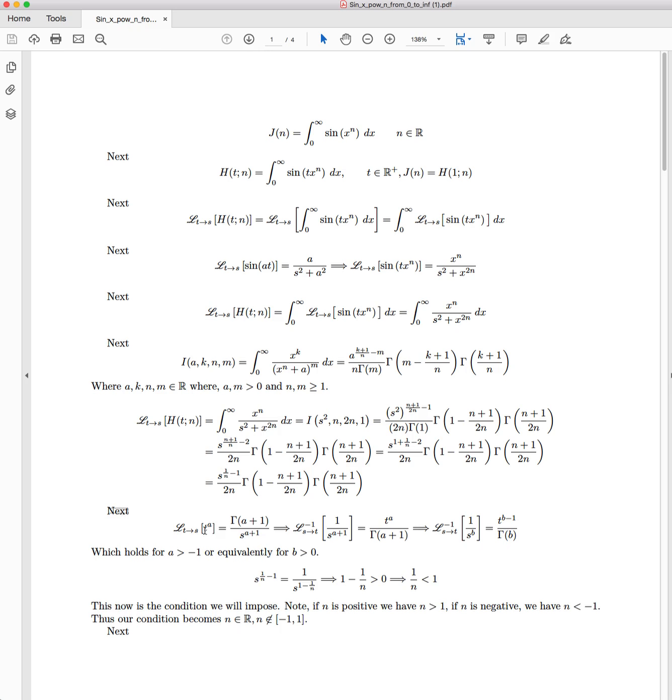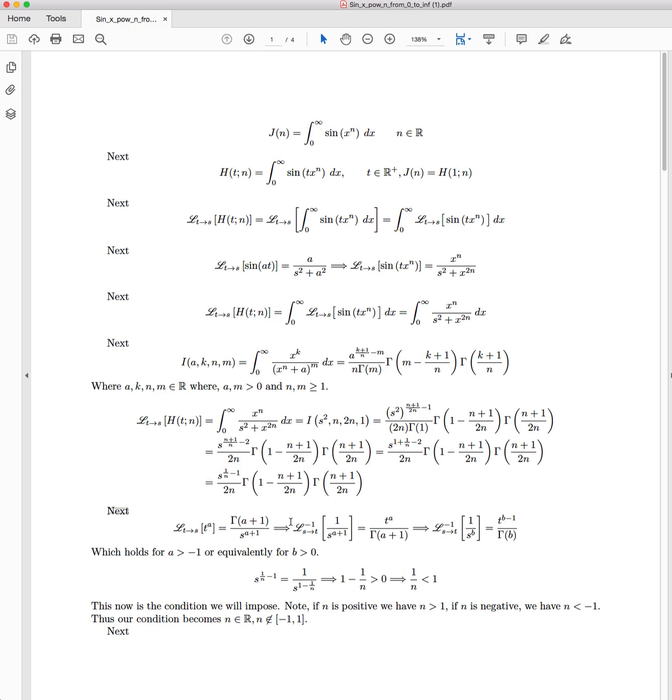By definition, the Laplace transform of t to the power of a is gamma of a plus 1 over s to the power of a, which means that if I take the inverse Laplace transform of 1 over s to the power of a plus 1, it's just equal to t to the power of a divided by gamma of a plus 1. So all I've done here is divide it through onto this side. Gamma of a plus 1, remember, is a constant.